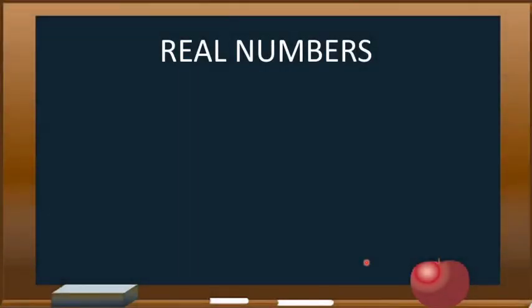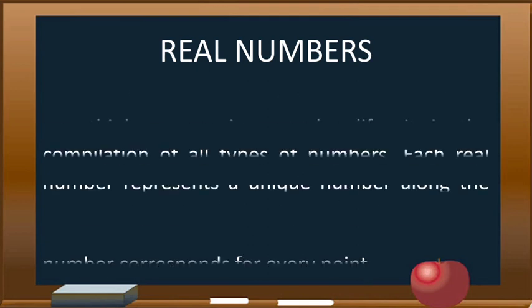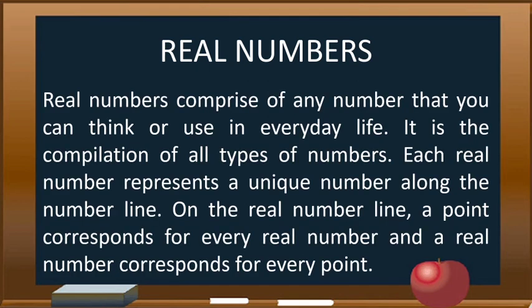Good day, everyone. Today we will discuss real numbers. Real numbers comprise any number that you can think of or use in everyday life. It is the compilation of all types of numbers. Each real number represents a unique number along the number line. On the real number line, a point corresponds to every real number, and a real number corresponds to every point.